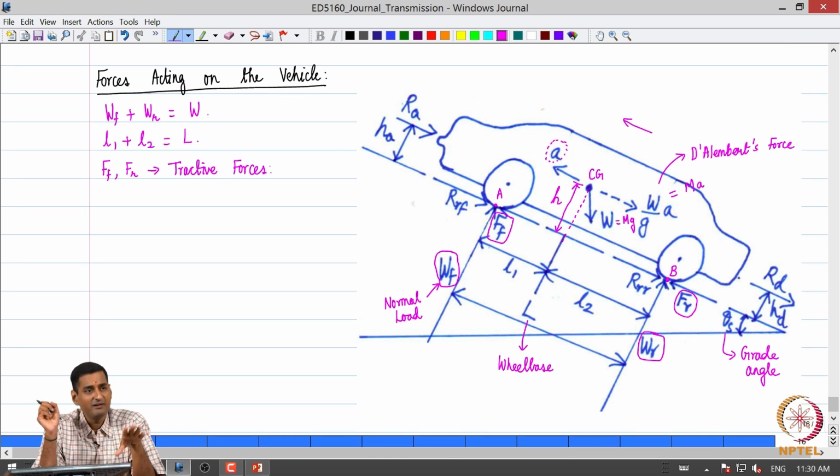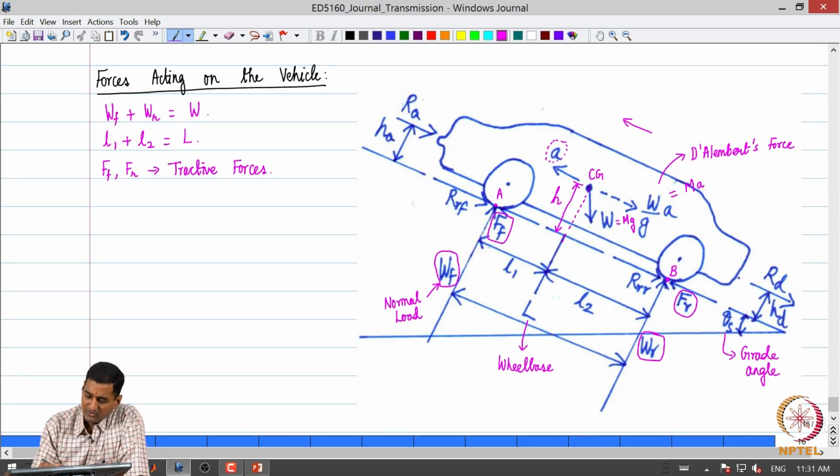But if you have, for example, a front wheel drive, Fr will be 0. If you have a rear wheel drive, Ff will be 0. So depending on which wheels are driven by the powertrain, we have to consider the corresponding tractive force. If you have a 4 wheel drive, both Ff and Fr will be non-zero, and so on. So without loss of generality, I am indicating both Ff and Fr.